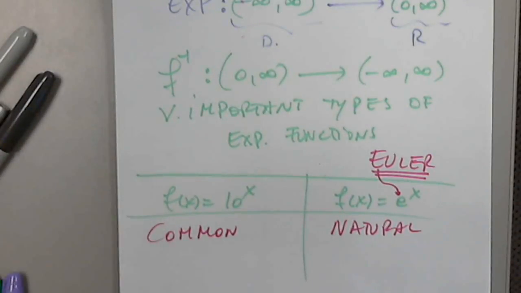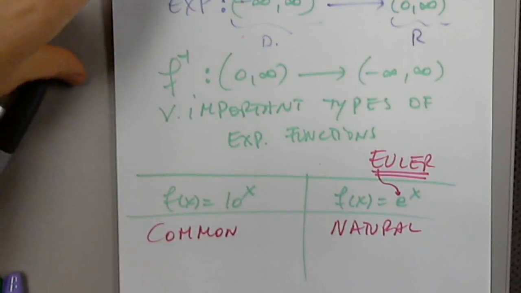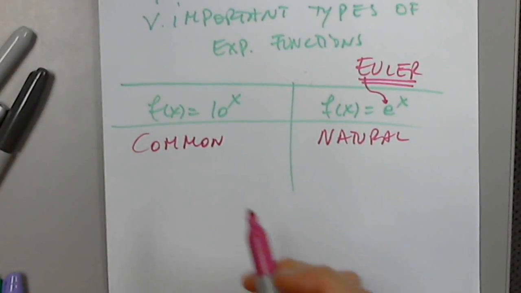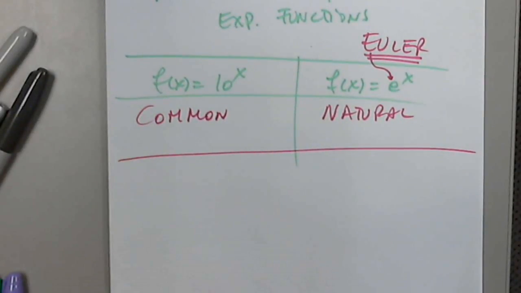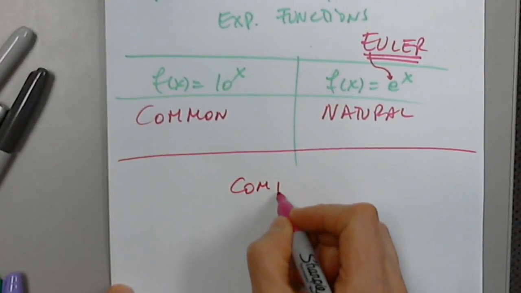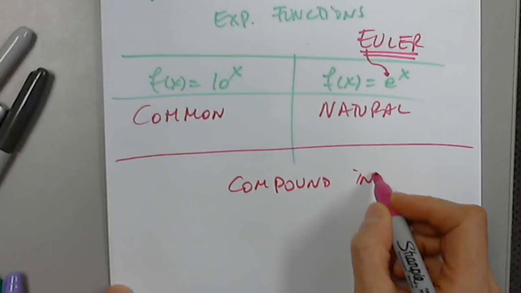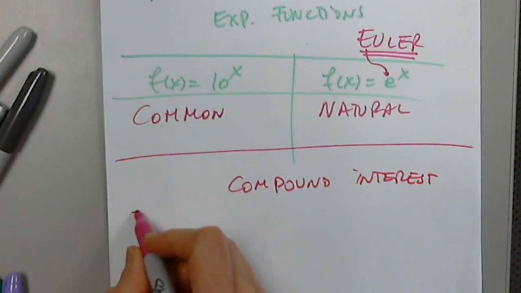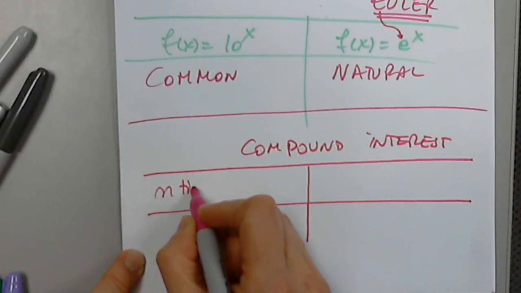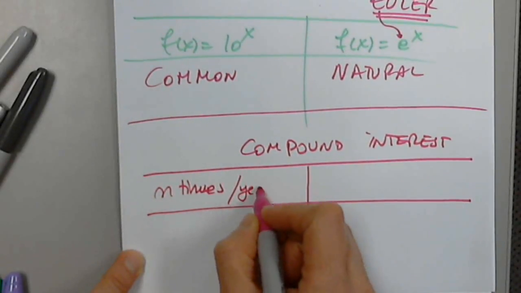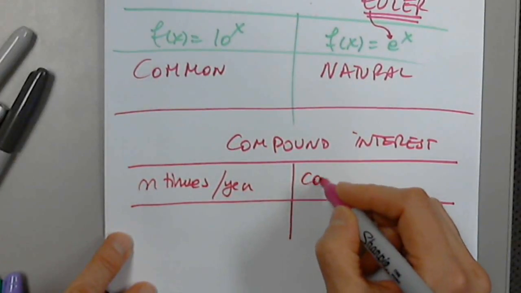Okay, so now we are ready to look at an application. Let's suppose we invest money in a bank that will compound the interest. So there are two different ways of compounding interest. One of them, compound interest monthly and yearly, so here it is, n times per year, and the other one continuously.